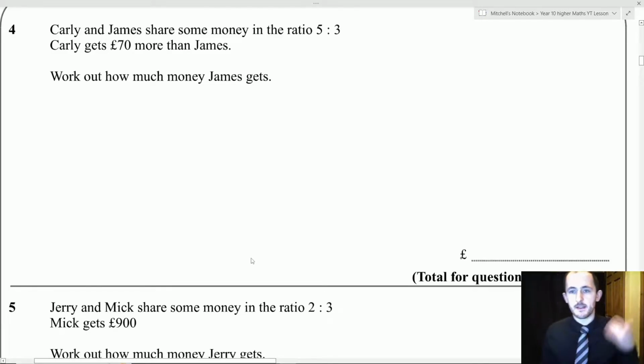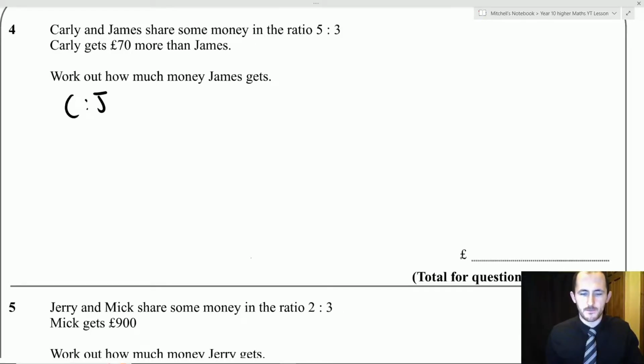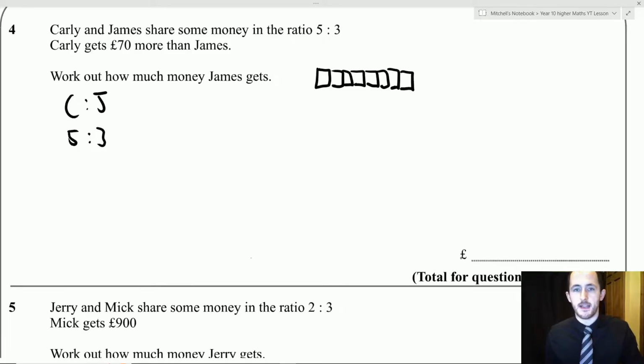This, again, it's a new style. So we're basically doing one of each style of question, but it's getting slightly more tricky. So we have Carly and James share, so C to J is in the ratio of 5 to 3, right? Okay, cool. Now it's telling me that Carly gets £70 more than James. So I think this might be good to visualize using the little squares that I did before. So in total there's going to be 8 squares, right? 8 parts. 2, 3, 4, 5, 6, 7, 8.